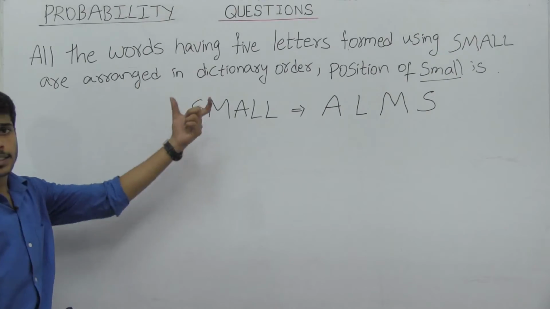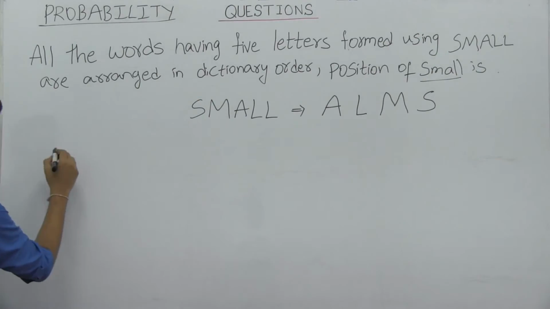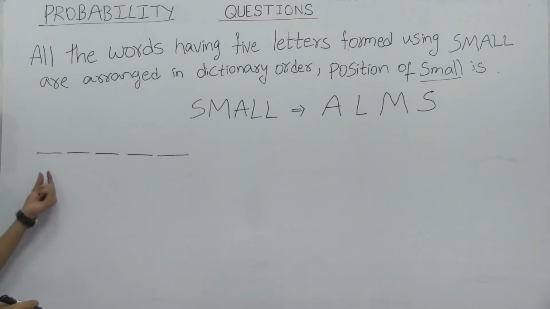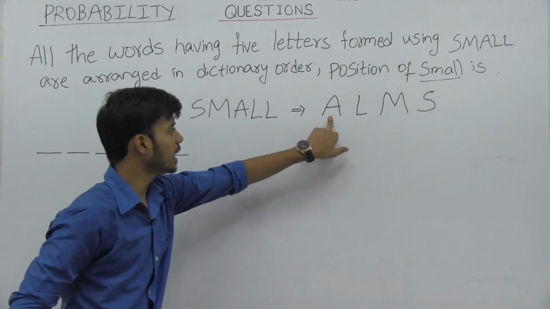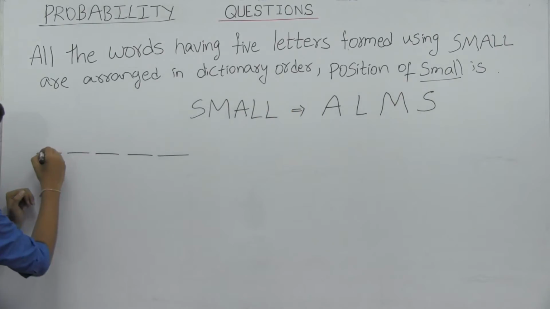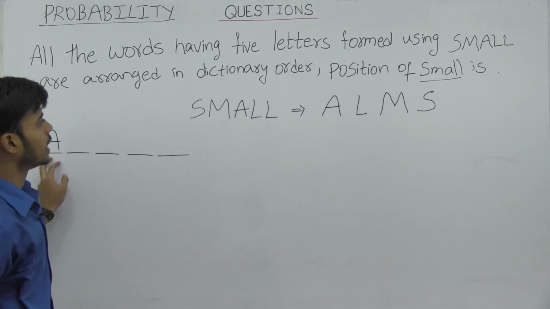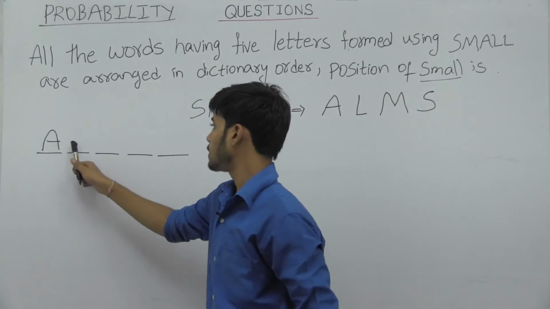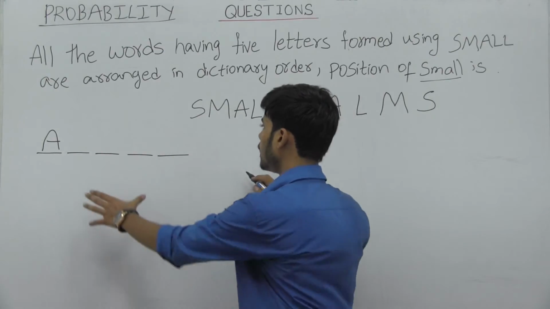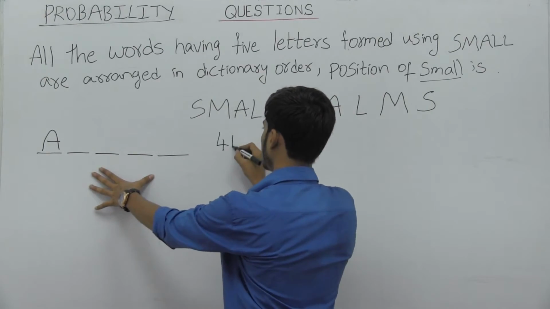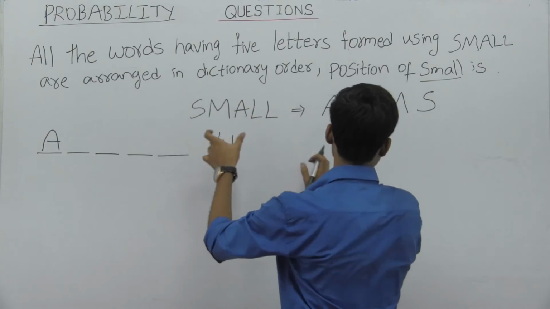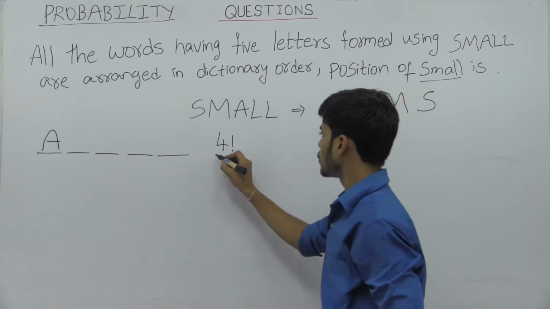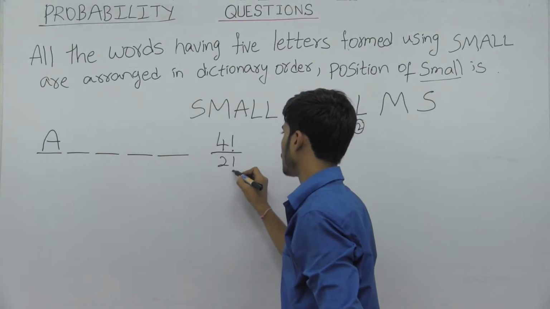So he said it is a 5-letter word. So let's start 1, 2, 3, 4 and 5. So in dictionary order we get A in the first place. So A, but we need the word small. Hence these other places can be filled in 4 factorial ways, because we have 4 letters, but of which L is repeated twice. So we need to divide it by 2 factorial.